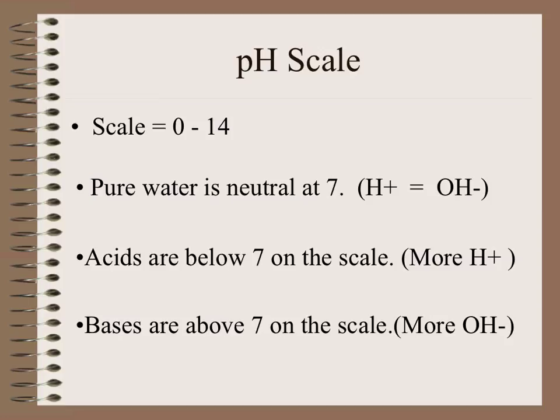Acids are below 7 on the scale. That means that there are more hydrogen ions, more H+ ions. The stronger the acid, the lower the number. So 1 or even 0 are the strongest acids. Bases, on the other hand, are above 7. That means that bases have more hydroxide ions or OH- ions. The strongest base is going to be 14.